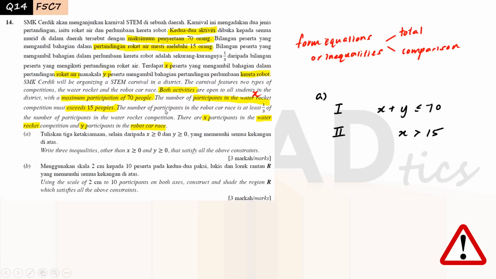Then for the next sentence, it says that the participants of the robot car race, which is Y, is at least 1/3 of the participants in the water rocket competition. So water rocket is X. So now you can see they are comparing Y and X. Okay, so we can form another inequality here. So here Y would be greater than or equal to 1 over 3 of X. Okay, so this will be our third inequality. So now we have these three inequalities, and then we can go to part B.